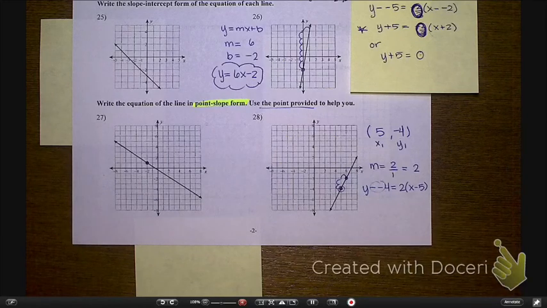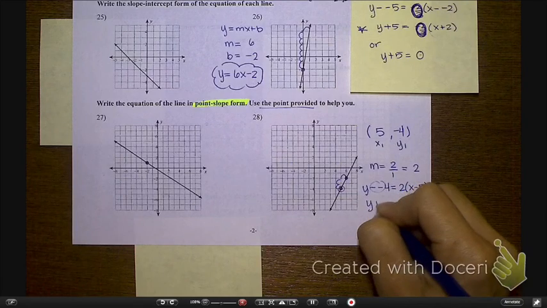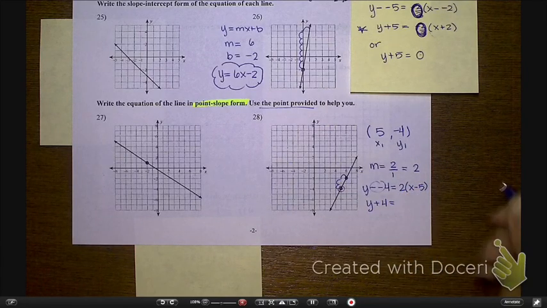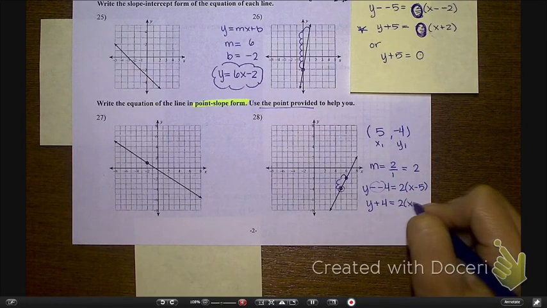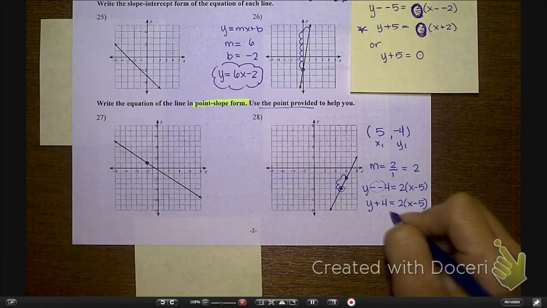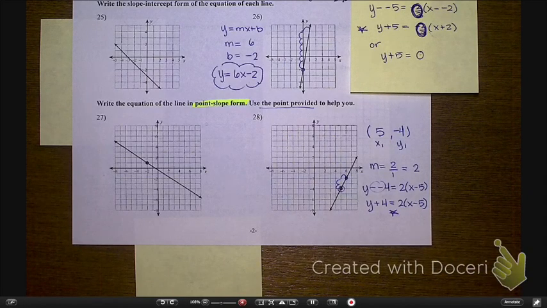Do I want that in my final answer right there? No. So what am I going to get? y plus 4 equals what? 2 times x minus 5. That's your final answer. Okay? All right. Are there questions on that one? Okay, so that's all the evens done.